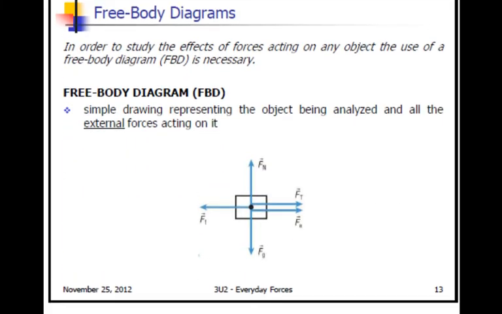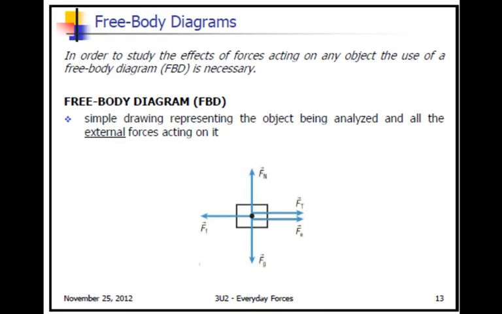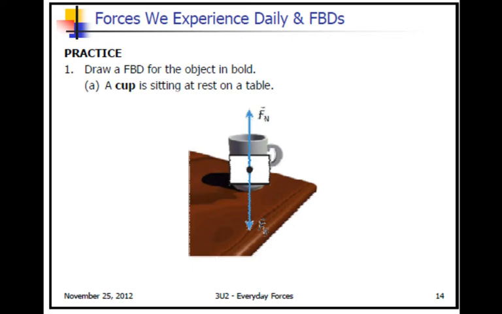Here's the definition of a free body diagram. It's a simple drawing representing an object being analyzed. It includes all external forces acting on the object. So here are some simple free body diagrams, and I won't go through all of them, but the first one here, it's a cup resting on a table. There are no forces attempting to move this cup off the table. The only force really that's acting on it, the only non-contact force acting on it is the force of gravity. And because of that, we have a normal force that is keeping it from falling through the table. And in this case, the force of gravity would be equal to the normal force.